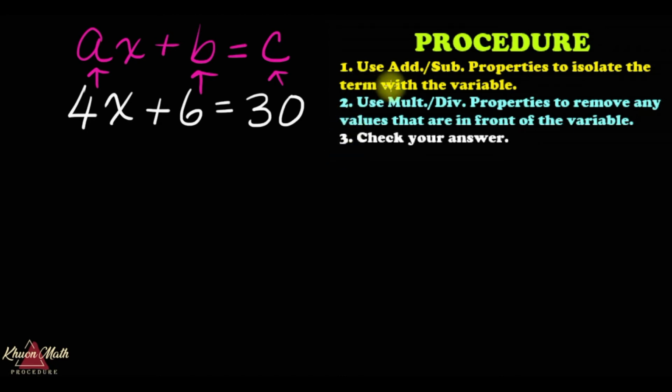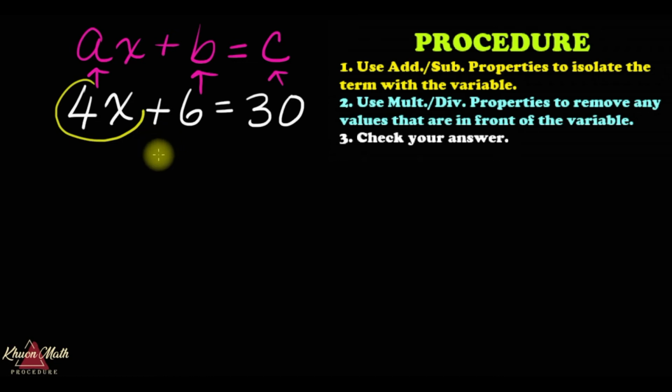So step 1 is to use addition or subtraction properties to isolate the term with the variable. So we have to isolate the 4x. So that means we have to get that by itself. So this is the term with the variable. So we have to isolate it. So that means we got to get rid of the positive 6. So how do you get rid of the positive 6? Well, you do the opposite. Okay, so what's opposite of positive 6? Well, that would be negative 6.